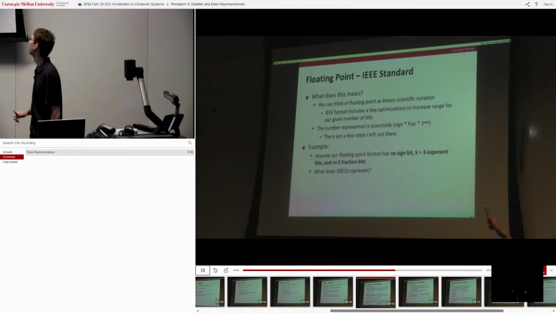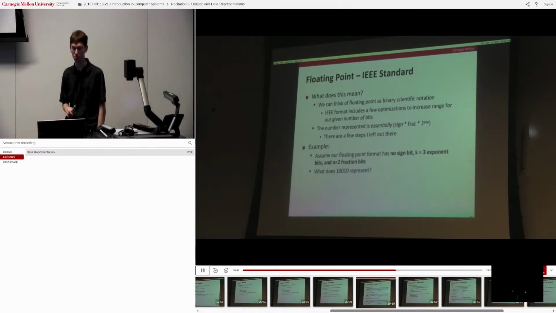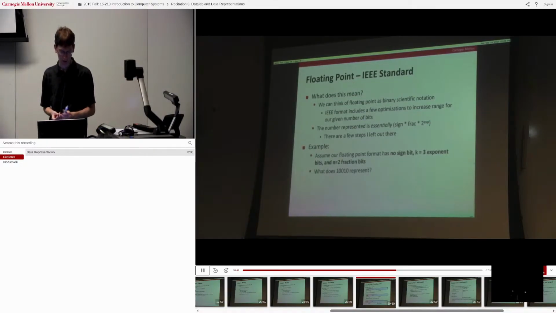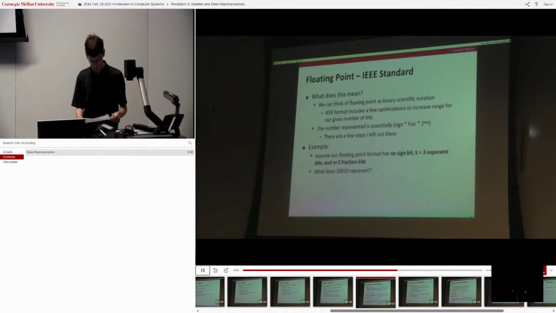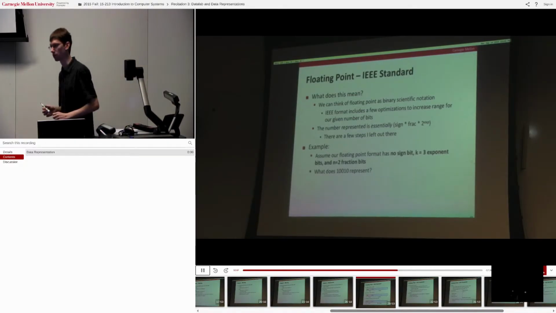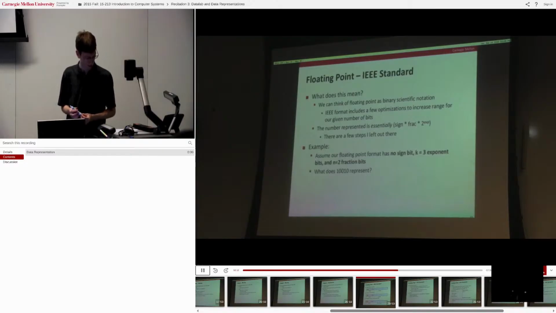You're essentially doing the sign bit times the fractional component times 2 to whatever the exponent is. There's a couple other things in it, but here's an example: 3 exponent bits, 2 fraction bits, 1, 0, 0, 1, 0. We'll get to it shortly, but first we should talk about how these things actually work. There are 2 different types of floating point numbers: the normalized numbers and the denormalized numbers.